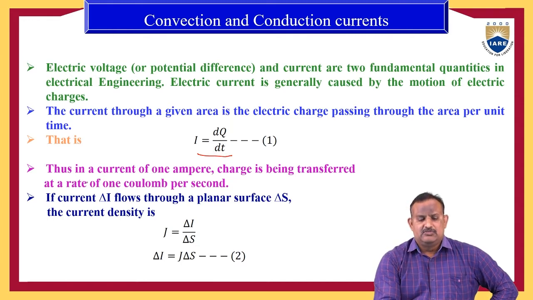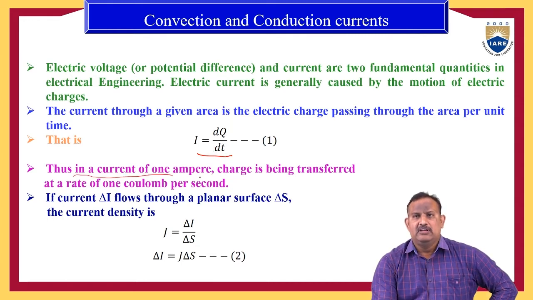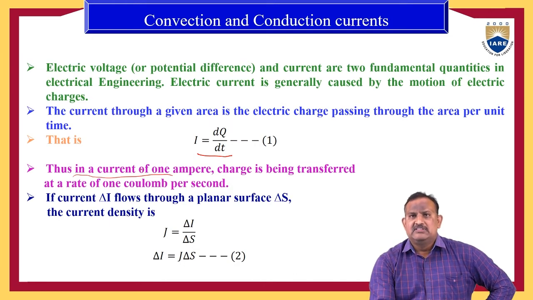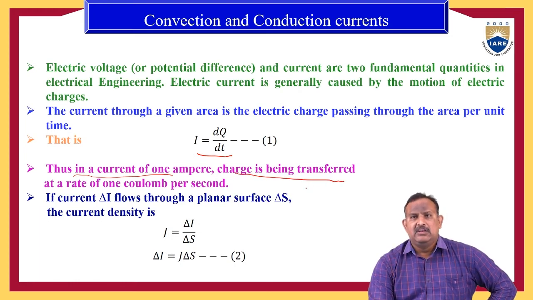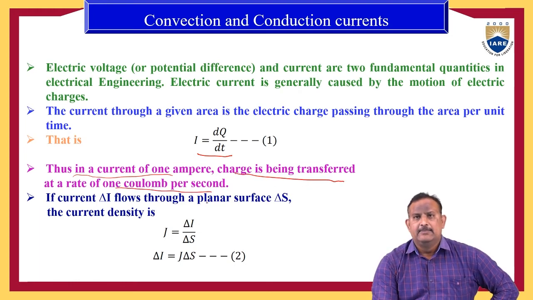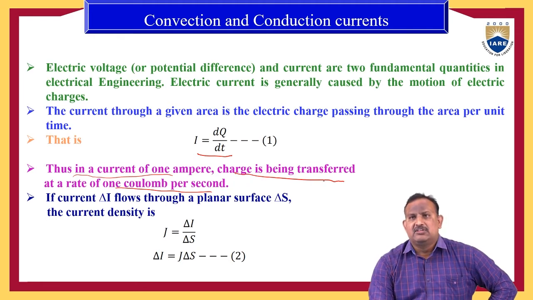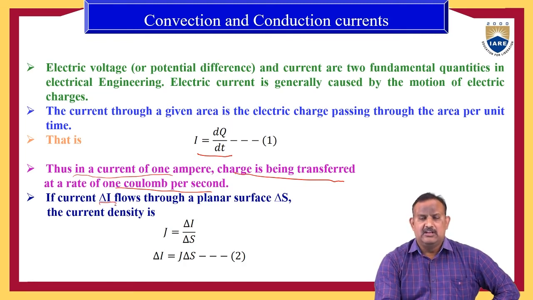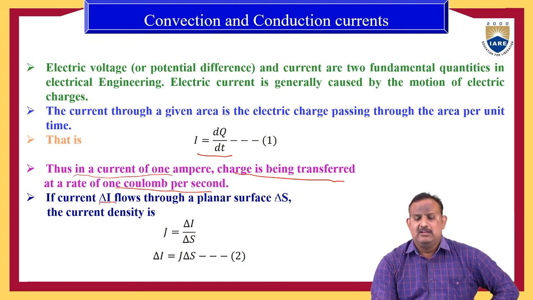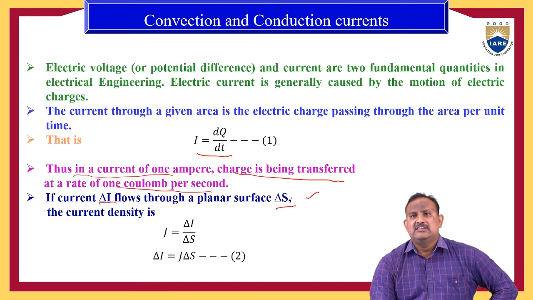Thus, in a current of 1 ampere, charge is being transferred at a rate of 1 coulomb per second. Now let us assume a current delta I, the change in current, flows through a planar surface delta S, the change in surface.